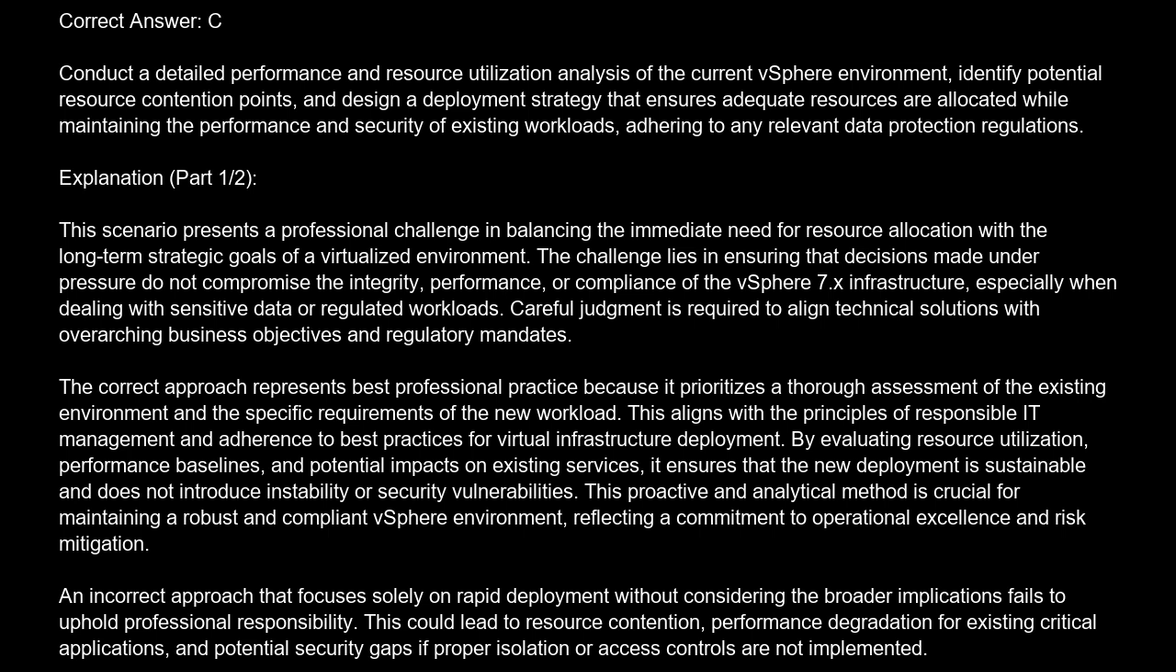Explanation. This scenario presents a professional challenge in balancing the immediate need for resource allocation with the long-term strategic goals of a virtualized environment. The challenge lies in ensuring that decisions made under pressure do not compromise the integrity, performance, or compliance of the vSphere 7X infrastructure, especially when dealing with sensitive data or regulated workloads. Careful judgment is required to align technical solutions with overarching business objectives and regulatory mandates. The correct approach represents best professional practice because it prioritizes a thorough assessment of the existing environment and the specific requirements of the new workload.